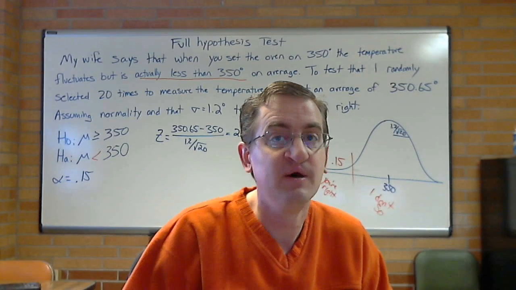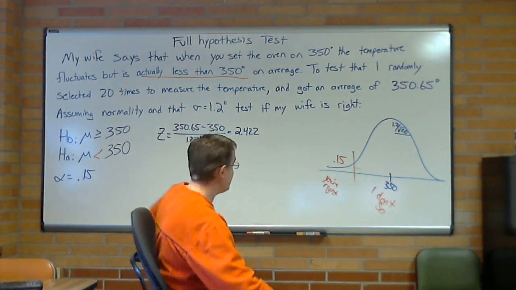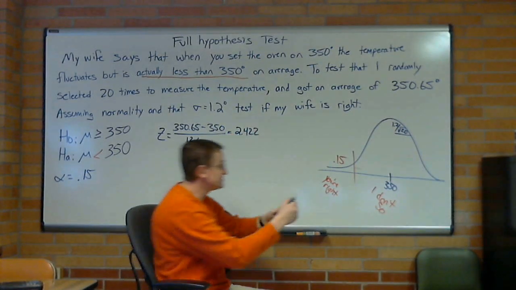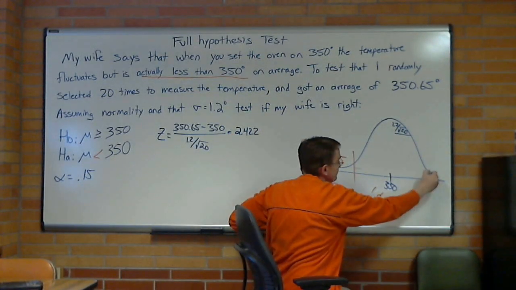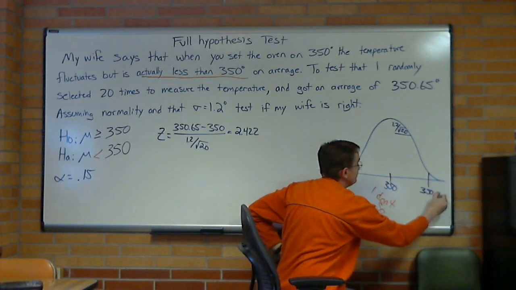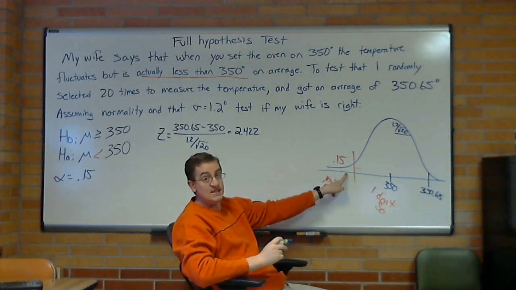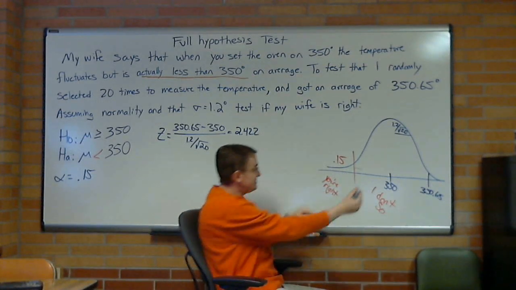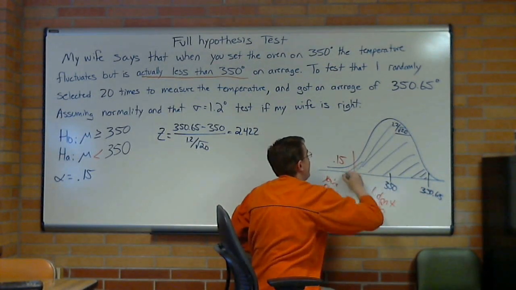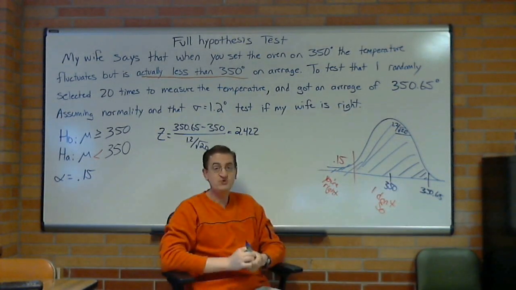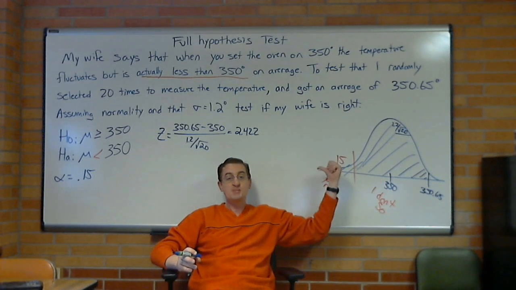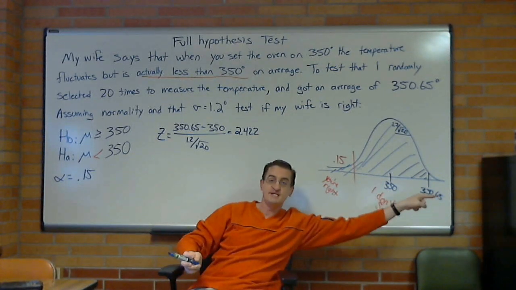Look at our pick for the area. We are doing a left-tailed test, and we got a positive z-score. So we are at 2.42. We are clear up here at 350.65, and it's a left-tailed test. So the p-value here is actually all that area. It should be huge. Why is the p-value so huge? Because we were hypothesizing on the complete wrong side of the distribution.